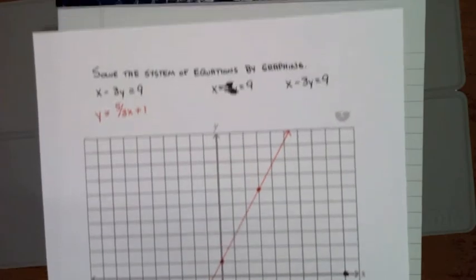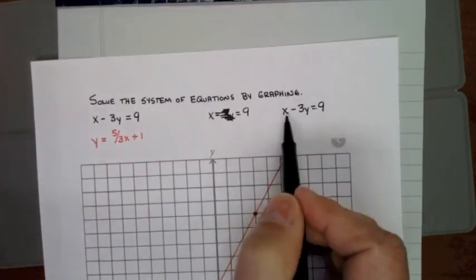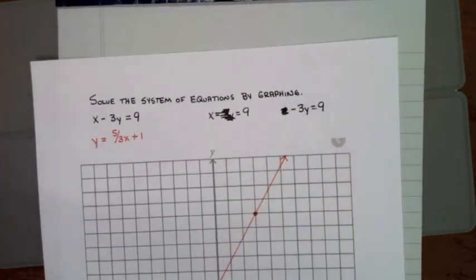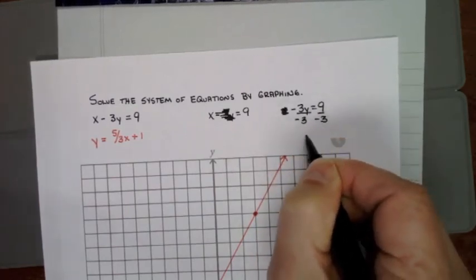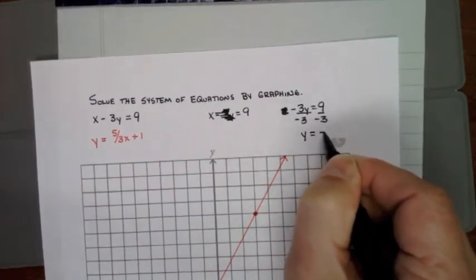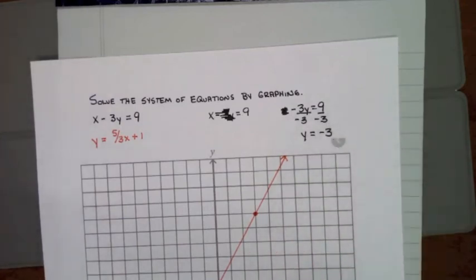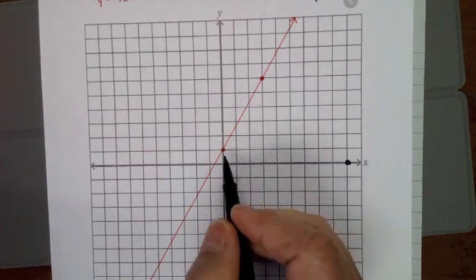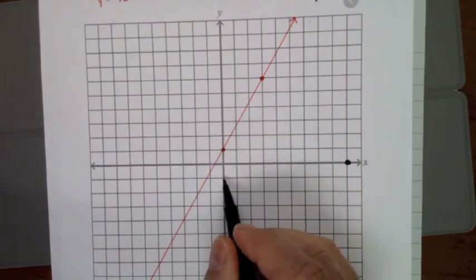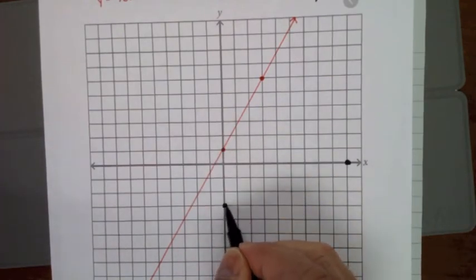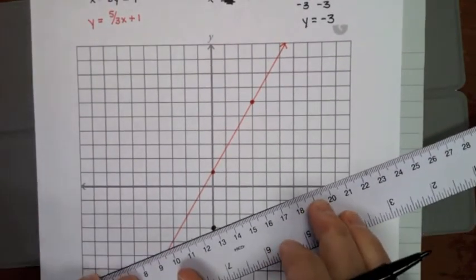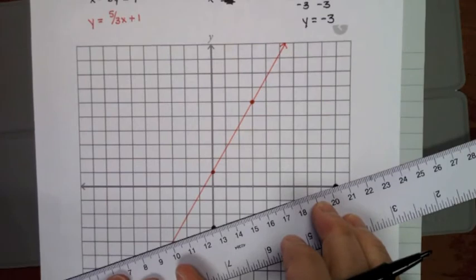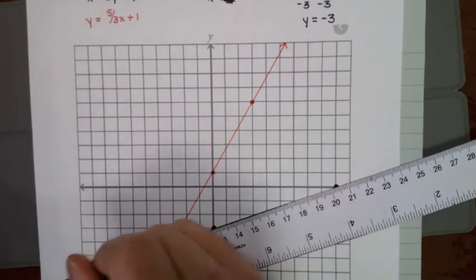Now I need to find the y-intercept. If I'm finding the y-intercept, I don't need the x. I solve this simple equation here by dividing both sides by 3. The y-intercept is going to be negative 3. 9 divided by negative 3 is negative 3. This is my y-axis. 1, 2, 3. I go to negative 3 on the y-axis. And I draw my black linear equation.